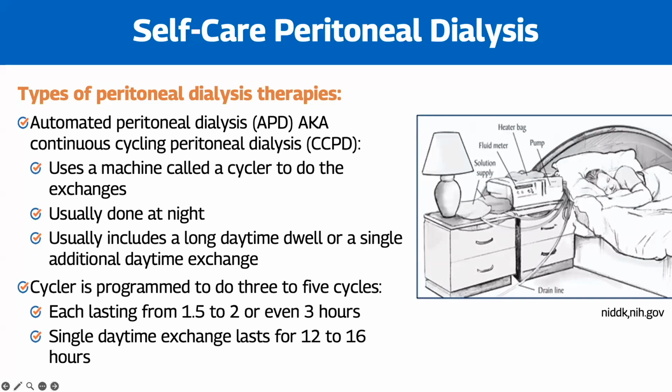Now, the cycle is going to be programmed to do 3 to 5 overnight cycles, lasting from 1.5 hours to 2 hours, or sometimes even 3 hours. Now, the patient may then have a single long daytime exchange lasting from 12 to 16 hours, or perform a single daytime exchange manually. Also, with this method of PD, the incidence of peritonitis is going to be reduced because basically here we have fewer connections and disconnections.